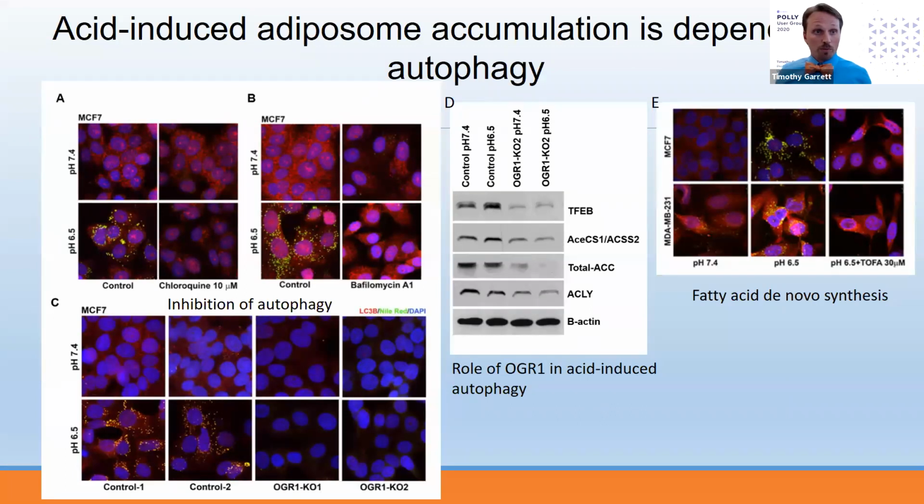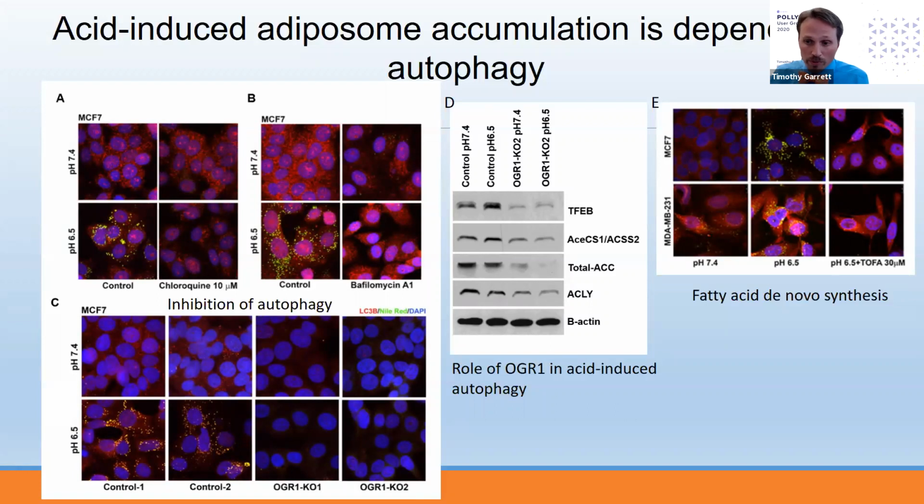Finally, we can also determine whether or not this adiposome accumulation is dependent on autophagy. And we evaluated different cell lines, both MCF7 and T47D. I'm only showing you MCF7 in this cell line. And one of the questions we had was whether the acid-induced lipid droplet was indeed dependent on autophagy. And so MCF7 cell lines were treated with 2 different inhibitors, both chloroquine and bafilomycin. And we again observed a significant reduction in lipid droplet formation using both inhibitors, which suggested a connected role of adiposome formation and autophagy.